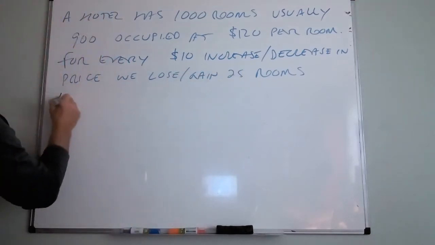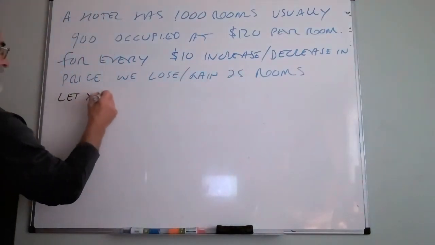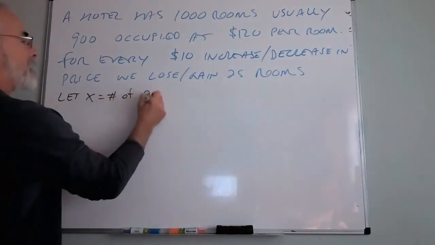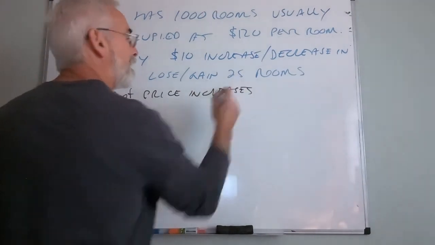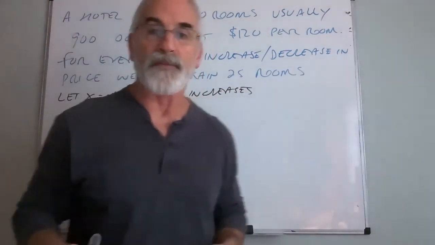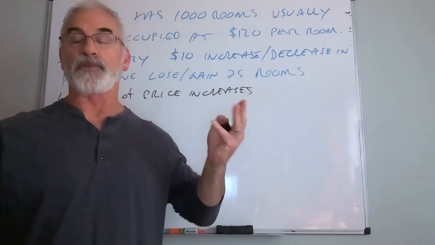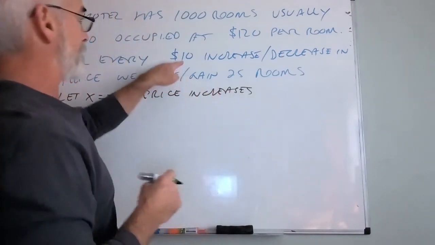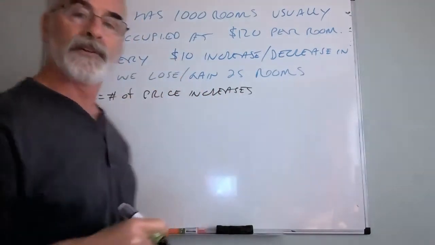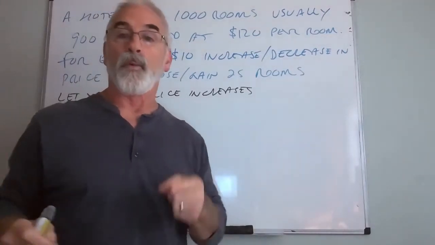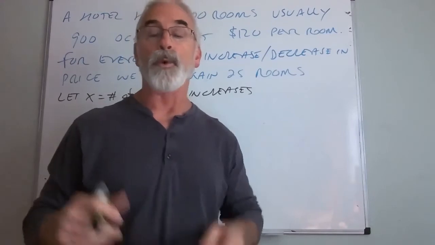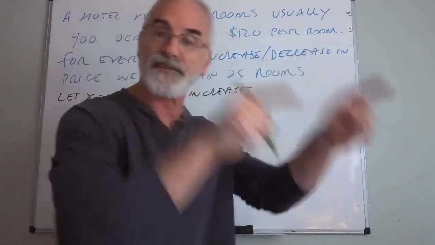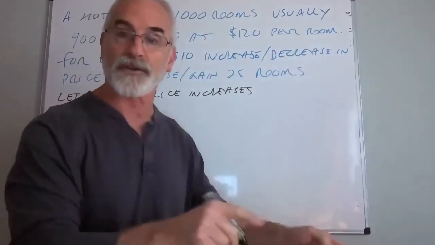So let's start by saying, let X equal the number of price increases, we'll keep it simple. So if at the end of the problem, we find that X equals 10, that means we raise the price 10 times. We raise the price $100. That's what it would mean. What if at the end of the problem, X turns out to be negative 10? Oh, well, then that would mean I lowered the price 10 times, or I lowered the price $100.